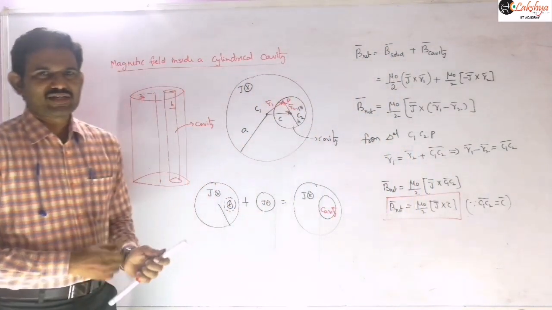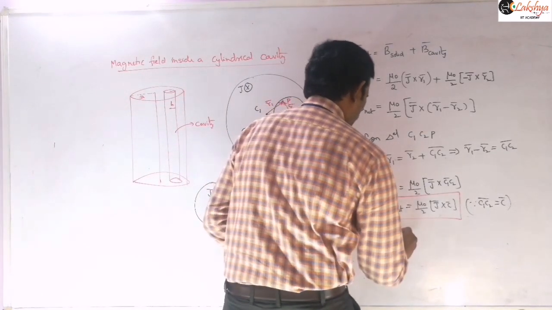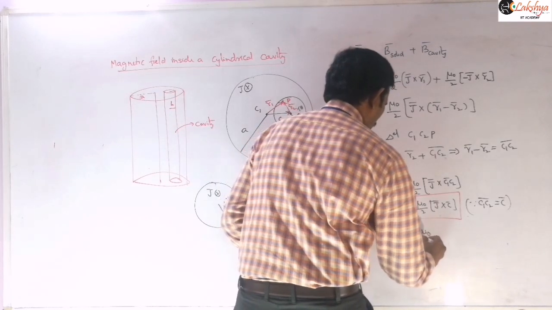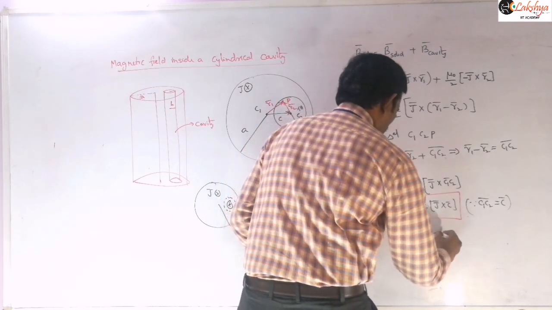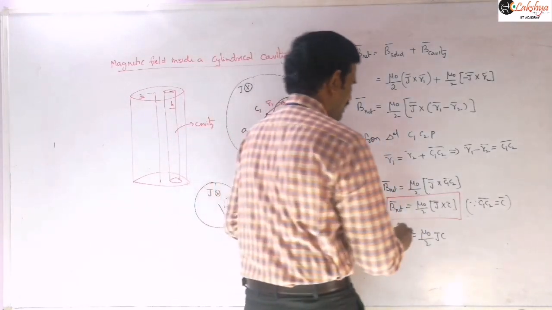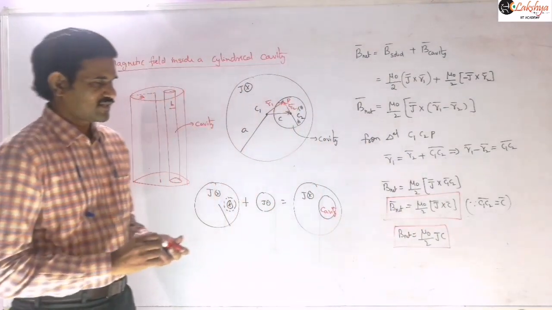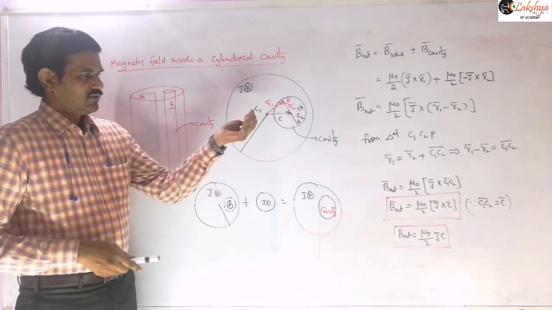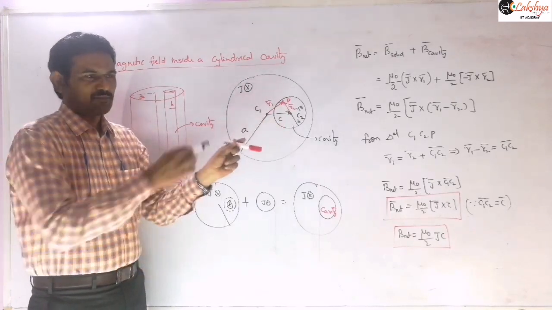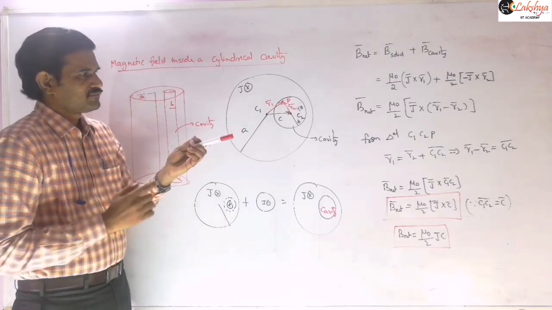Now if you want to write it in magnitude, then its magnitude you can write this expression as B net is equal to mu naught by 2 into J into C. Just the product of J and C, because the angle between them is 90 degrees. J bar is perpendicular to the plane, or into the plane, and C bar is lying in the plane. So those two vectors are like this. J is into the plane and this one is like this.